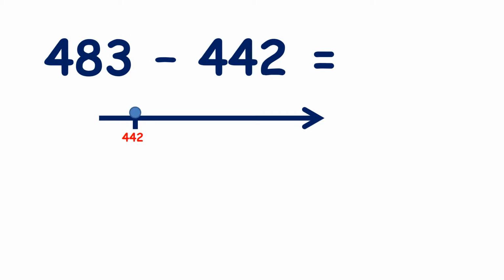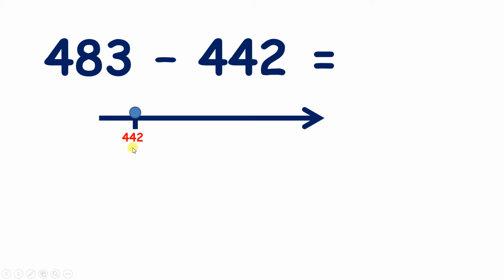We have 483 minus 442. So we can subtract by finding the difference, by starting on 442 and then counting up until we get to 483. So we know that we don't need to add any hundreds because 100 would take us to 542 and that would be too many. So let's start by adding tens.